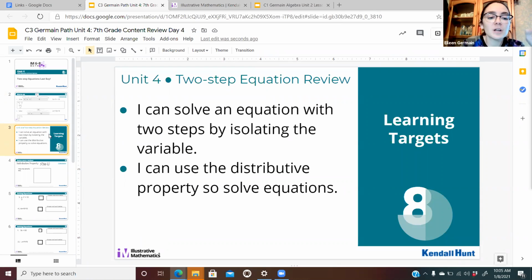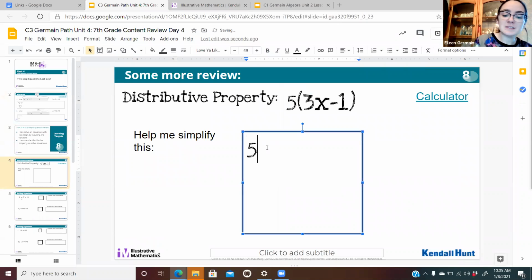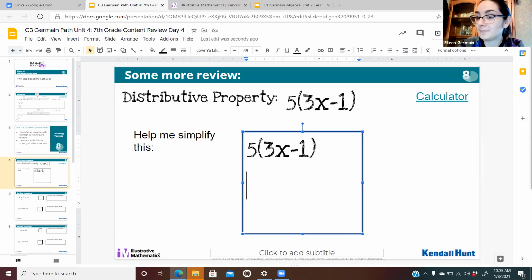Then we're going to be able to use the distributive property to solve equations. That's going to be our next step. So if we look at this distributive property on slide number 4, we have 5 parentheses 3x minus 1. What is this going to simplify to? First off, what operation do I need to do when I see parentheses like this and a number outside?